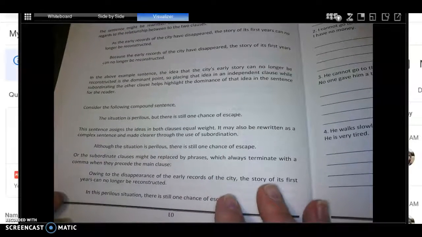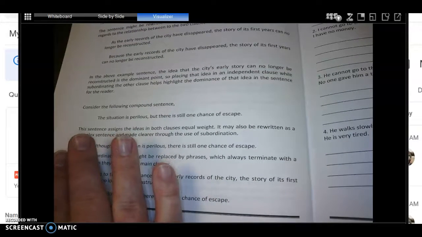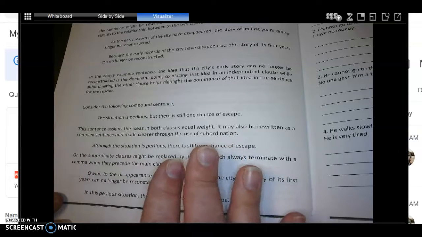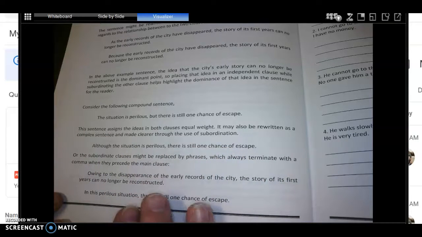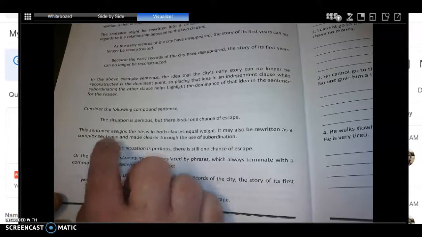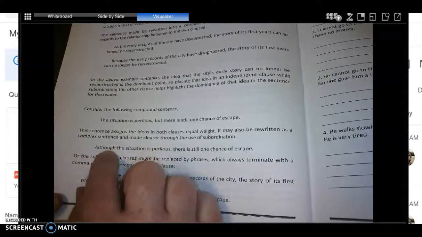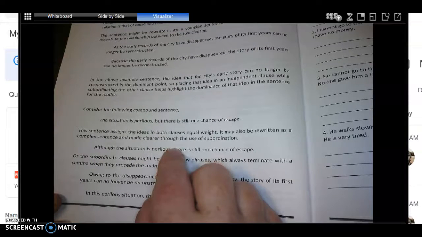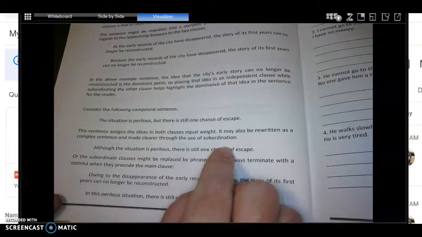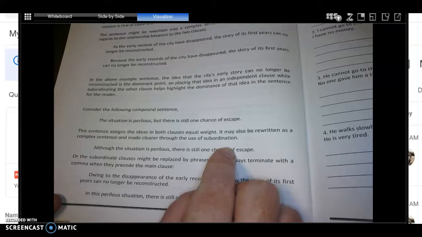Okay, so I could rewrite that sentence so that I'm not giving equal weight to both clauses, but instead I'm making one more noticeable. Okay, here I still have the same subjects and verbs, but I've used a subordinate conjunction, although, taken the conjunction out here, and that makes the chance of escape, that's what I'm wanting to emphasize in this sentence. So it gives more emphasis to a specific part.